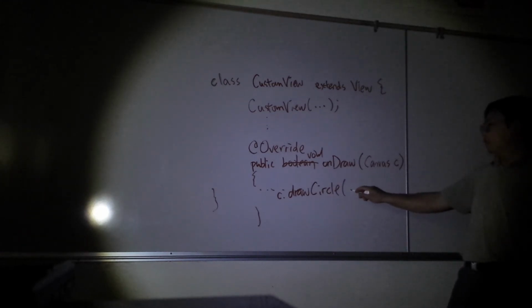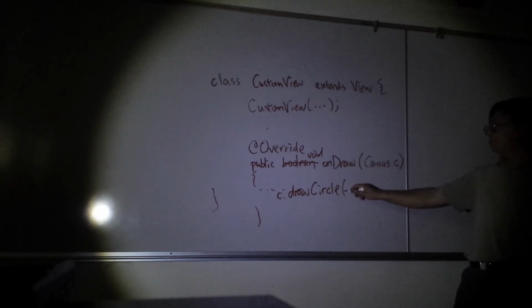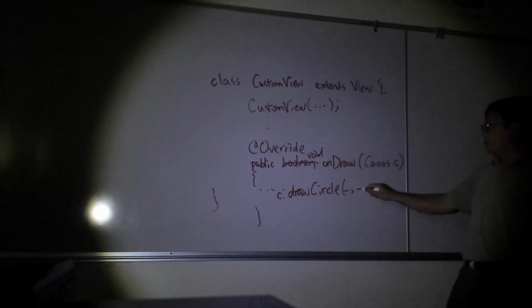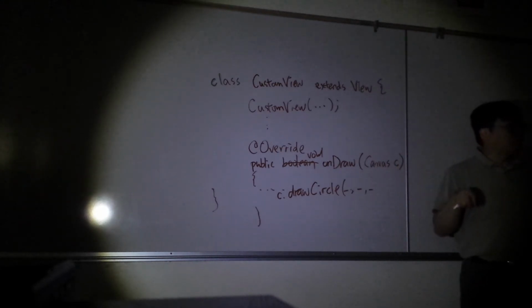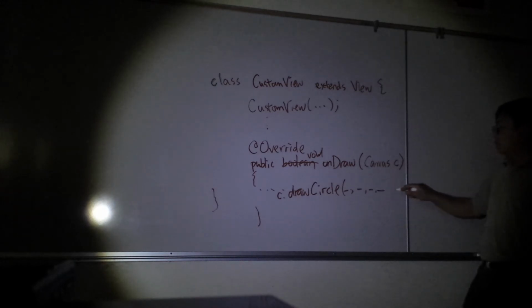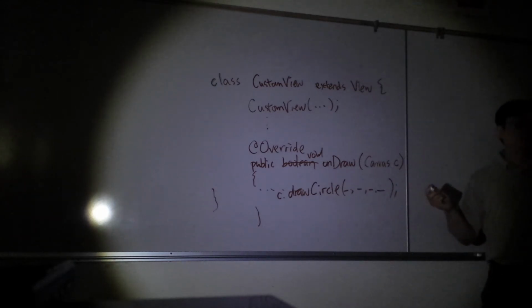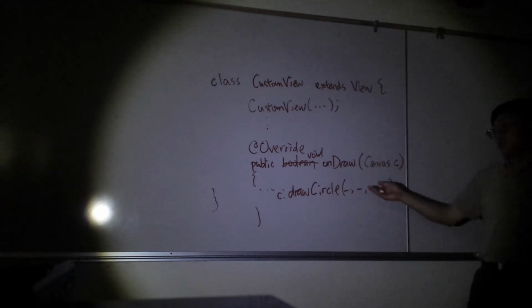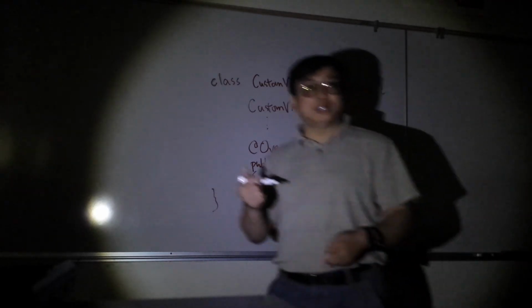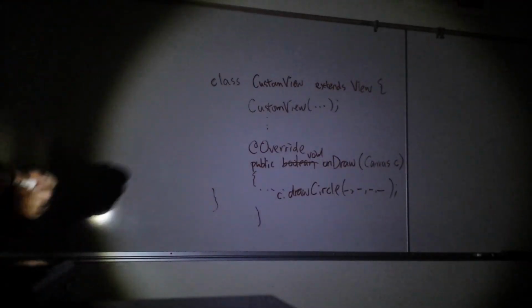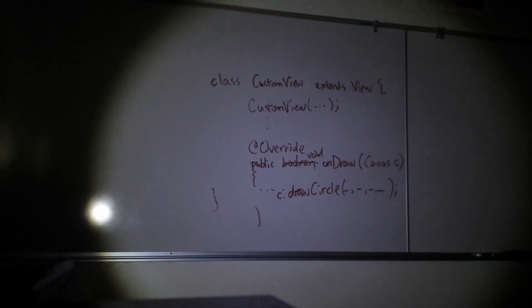You can give it the coordinate of the center. So you have to specify the center of the horizontal axis and the center of the vertical axis. You specify the radius of the circle, and then you can specify the paint of the circle, which is how to draw the circle. The paint, once again, can specify at the minimum the color and also the alpha setting of the paint. So it controls the transparency as well as the color of whatever you're drawing.